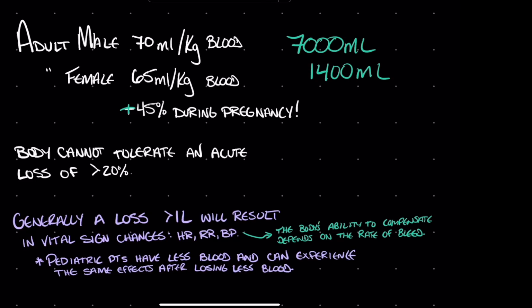The textbook said, generally over 1 liter of blood loss, you'll start to see those vital sign changes. And those are the ones I just mentioned earlier. And I added a note here that the body's ability to actually compensate or to make up for that loss will depend a lot on how quickly that blood's been lost.